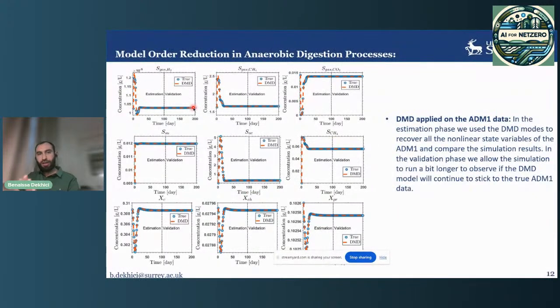As for the results, the ADM1 model has 35 states. Here I have tried just to show 9, but the other ones are pretty similar, because here we have used a reduced order model of just 7 states. So we have reduced the ADM1 model from 35 states to 7 states, reconstructed the data and compared it with the original ADM1 model. This is so powerful. It was just a naive application of DMD, without having any idea about the ADM1 model and the equations, just the data coming from it, of course.